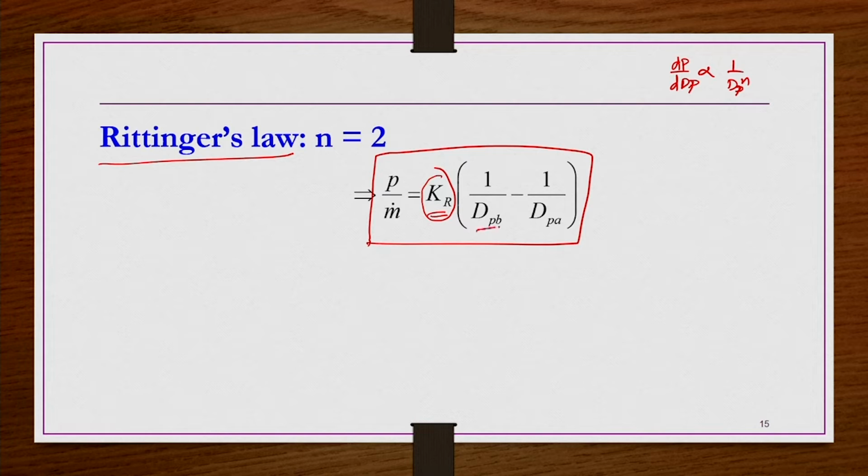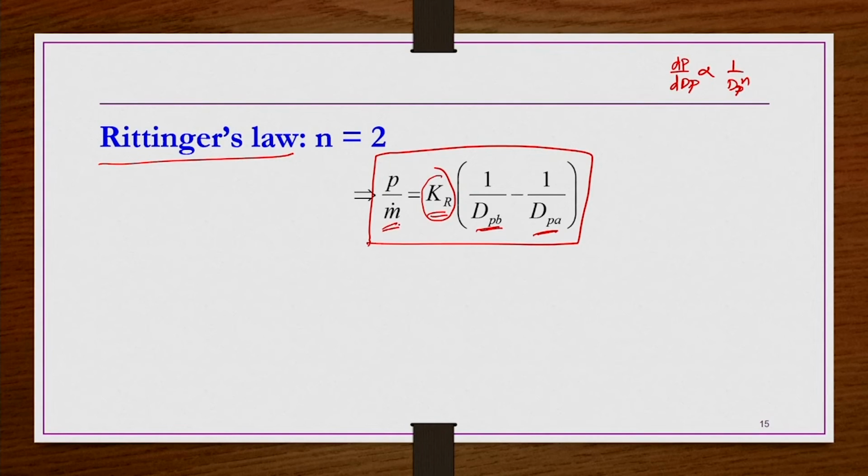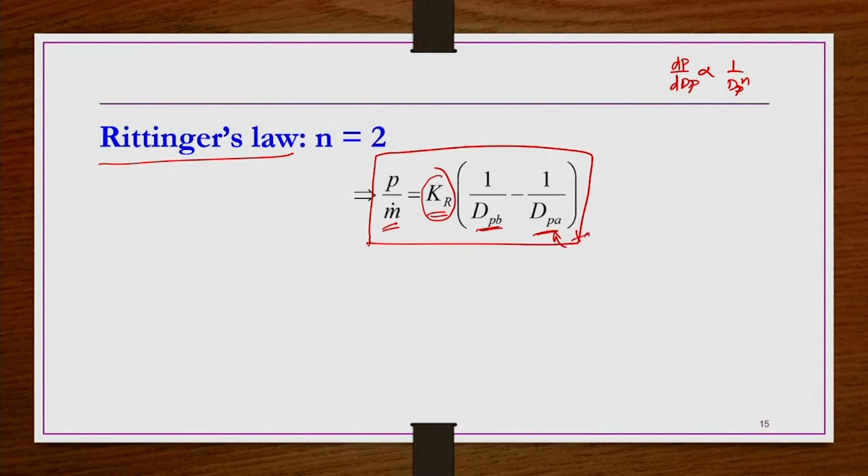Here dPB is the average size of the particle in the product, that is, after the size reduction. dPA is the average size of the feed, before crushing, whatever feed you have taken. And m dot is the mass rate of the feed, and P is the power requirement for this size reduction, to reduce the size of the particle from dPA to dPB. So this is for the feed size, this is for the product size.